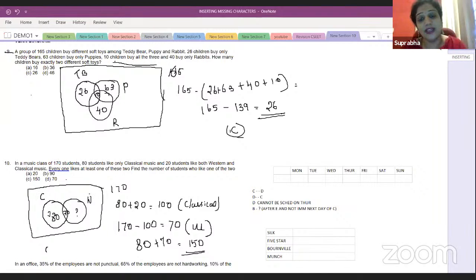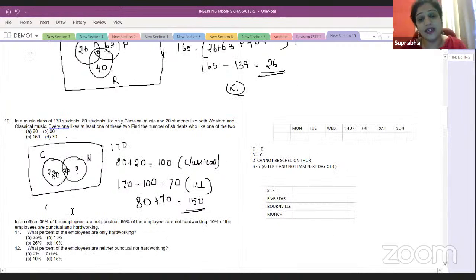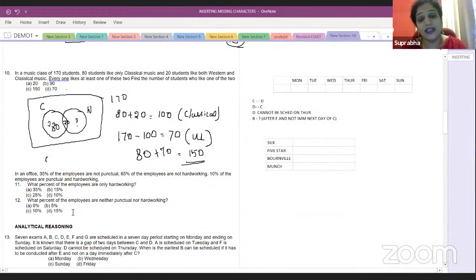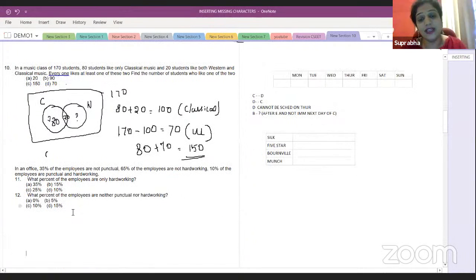Okay, moving on to question number 11. Here 11 and 12 have been asked from the same scenario. In an office, 35% of the employees are not punctual. Read the question carefully. 65% of the employees are not hardworking. In this, 10% alone are punctual and also hardworking.